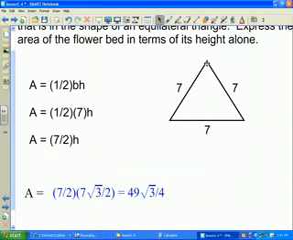So if you recognize that you actually have two 30-60-90 triangles when you draw that height, that altitude, into this triangle, you'd realize that the height of the triangle is 7√3/2, because of the relationships between the sides in 30-60-90 triangles, and there's the area.